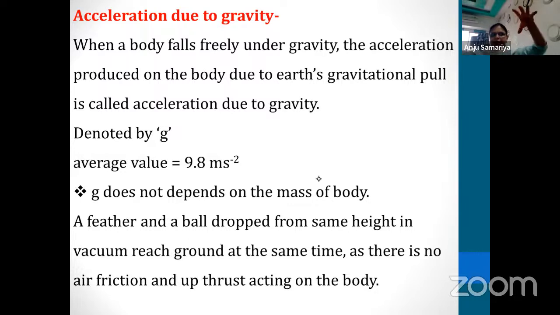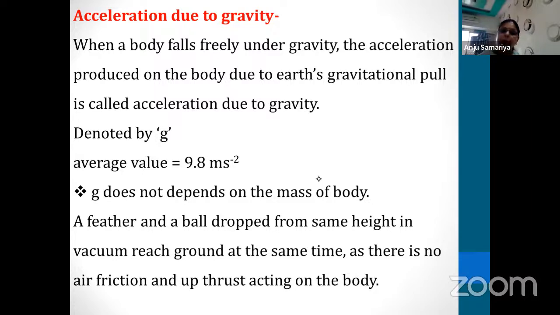So if we drop a feather and a ball together in a vacuum, then both of them will reach the ground at the same time, because the acceleration due to gravity is independent of the mass. But if we drop both in the atmosphere, not in vacuum, then what will happen? There will be upthrust acting on the feather, and the feather will float and fall down at a different time. The ball will come down straight because there is minimum upthrust acting.